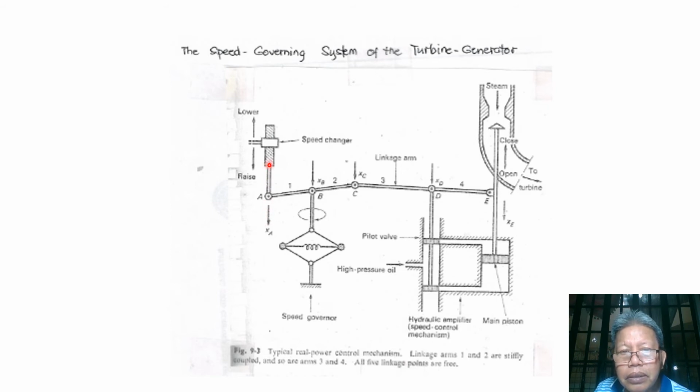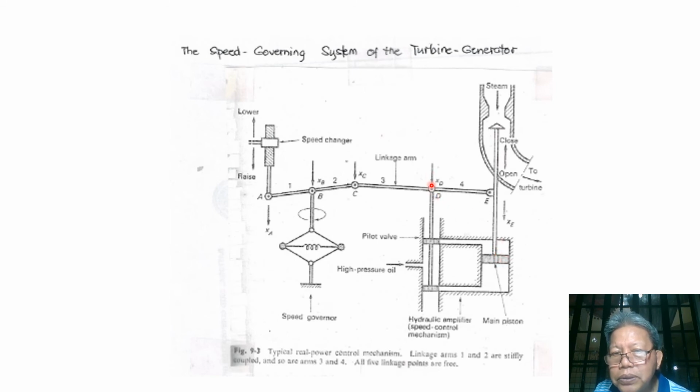Okay, point A will move down. So in effect, this linkage has point B as our pivot. Now when this moves down, point C will move up. When C moves up, E will go down. So the piston here controlling the steam valve will move down.